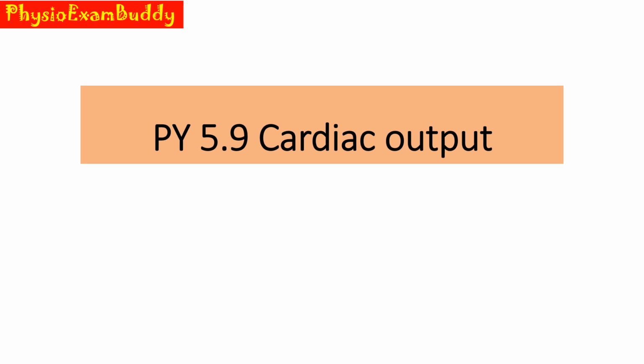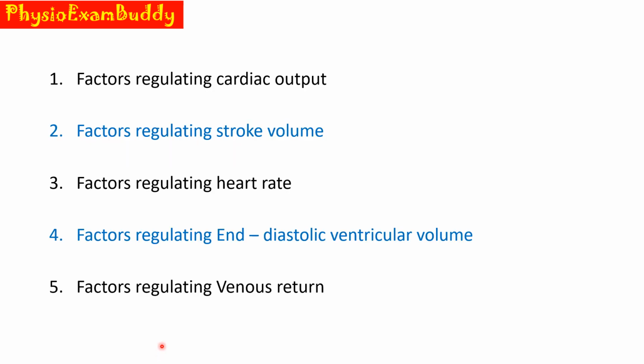This video will help you to answer all the questions related to the topic cardiac output, and it is prepared according to the new CBME curriculum competency number PY 5.9. By watching this video, you will be able to answer all these questions, that is factors regulating cardiac output, stroke volume, heart rate, and diastolic ventricular volume, and venous return.